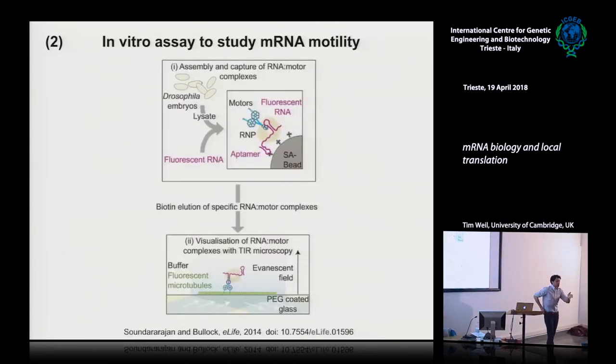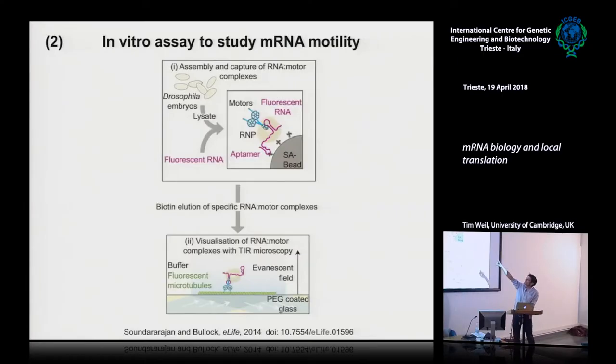Another really cool technique I just want to mention, and I'm really sorry that all the references have fallen off the bottom. I'll move them up for the next talk. But this is from Simon Bullock's lab at the LMB. They've taken fluorescent RNA and put in an aptamer that can bind to streptavidin B. So they've made this fluorescent RNA.